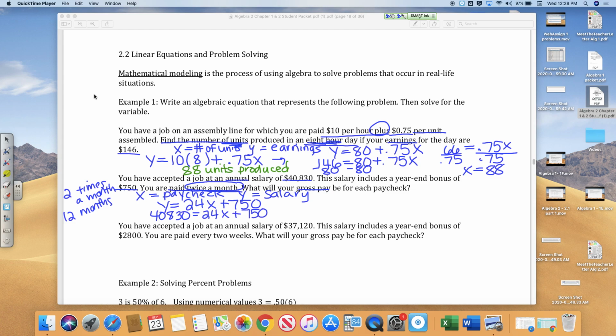The first thing I'm going to do is subtract $750 from both sides. $40,830 minus $750 is equal to $40,080. And then when I divide that by 24, I'm going to get that each paycheck is $1,670. So, what will your gross pay be for each paycheck? The final answer for this problem would be $1,670.